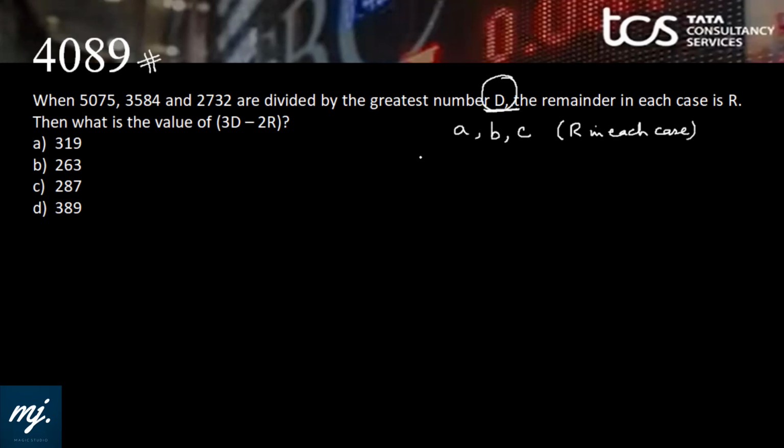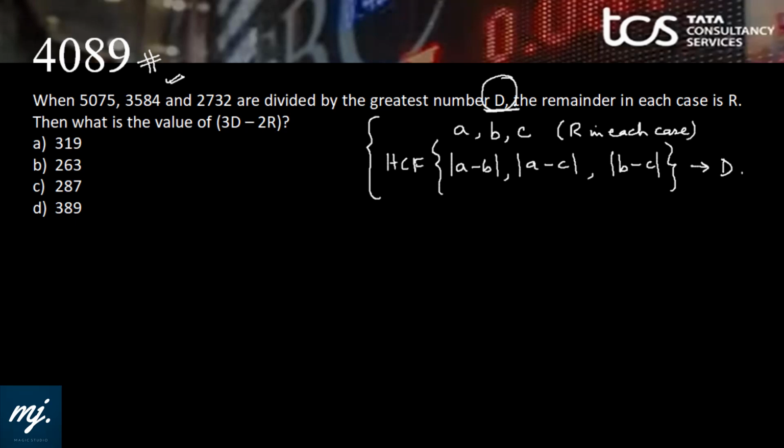In this situation, we will find three numbers first. And what will be these three numbers? These three numbers would be A minus B, A minus C, and B minus C. The HCF of these three numbers is actually our D. That's it. If we don't know this concept, we won't be able to move ahead in this question. So this is a simple, short way to find the value of D whenever the remainder in each case is the same.